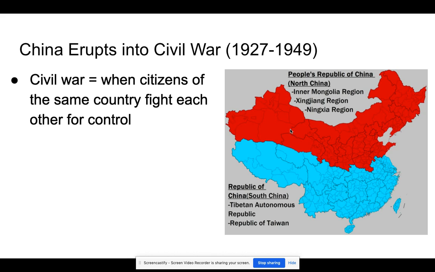So if we look at the map to the right, this is China, and a part of it is red, and a part of it is blue. That means that these two sides were actually fighting against each other. But to be more specific, you had the nationalists versus the communists.